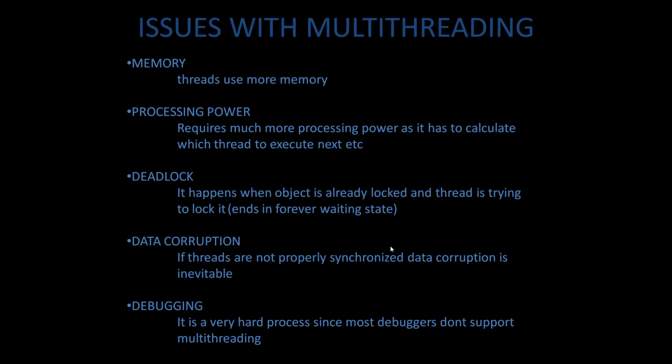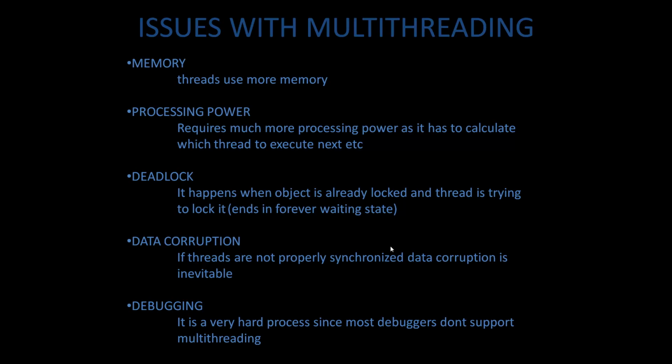What are the issues with multithreading? Well, memory. The more threads we have, the more memory we're going to need, so creating thousands of threads for very small pieces of functions is not recommended. Then processing power: the more threads we have, the more processing power we need, because the processor has to calculate each thread to know which one to execute next. So the more threads we have, the more processing power and time it's going to take.